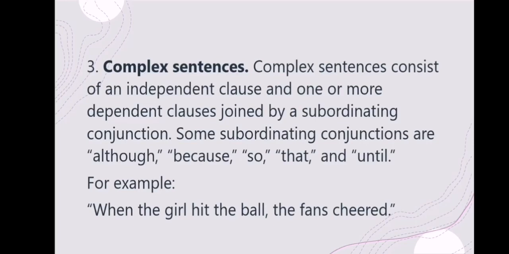The third one is complex sentences. Complex sentences consist of an independent clause and one or more dependent clauses, joined by a subordinating conjunction. Some subordinating conjunctions are although, because, so that, and until. For example, when the girl hit the ball, the fans cheered.